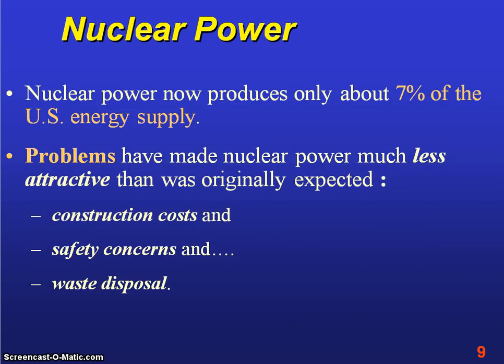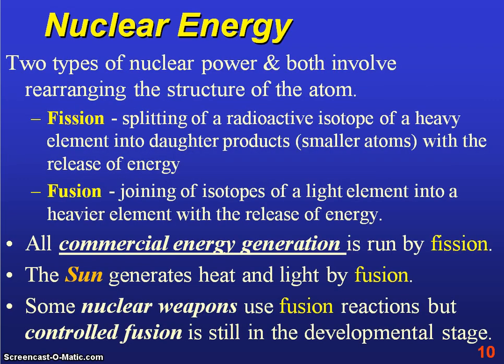Nuclear power only produces about 7% of our U.S. energy supply. Problems with it are its construction costs, safety concerns, and waste disposal. There are two types of nuclear power, and both involve rearranging the structure of the atom. Fission is the splitting of a radioactive atom of a heavy element into smaller atoms with the release of energy. And fusion is the joining of isotopes of a lighter element into a heavier element with the release of energy.